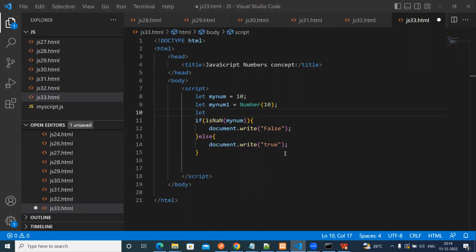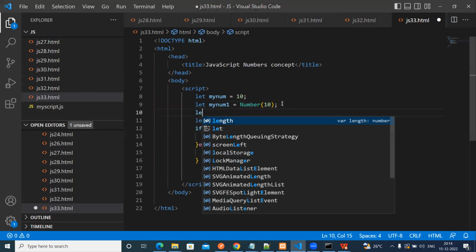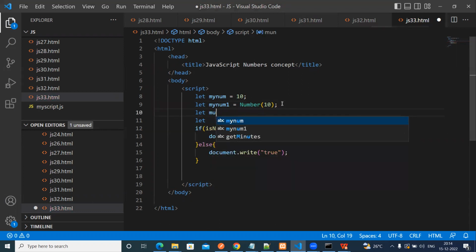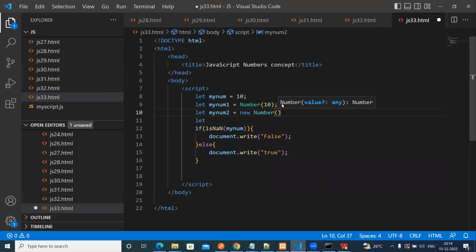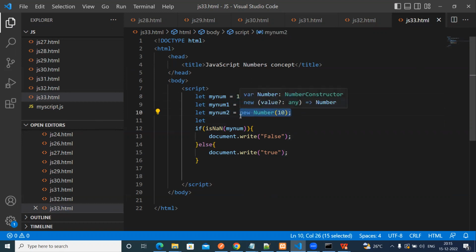So the next one, we can define the number my num2 equal to new Number, so this way also we can define. So this is the variable way, this is the constructor way, and this is the object way we are defining. Three ways we can define it.